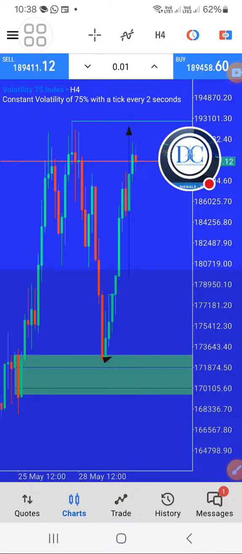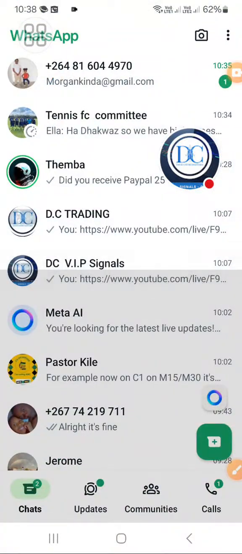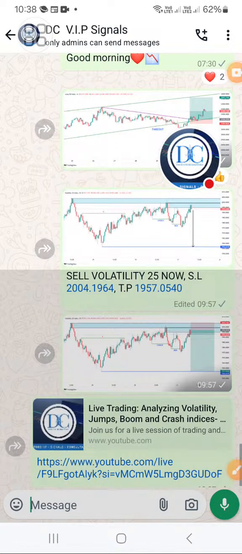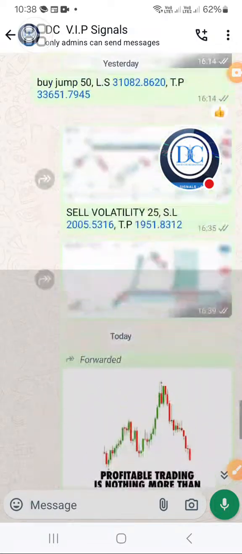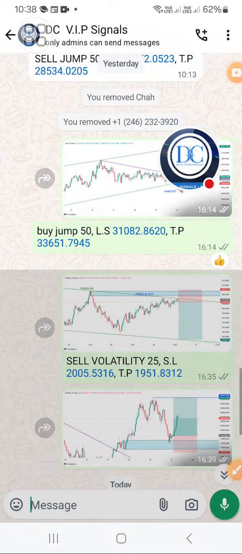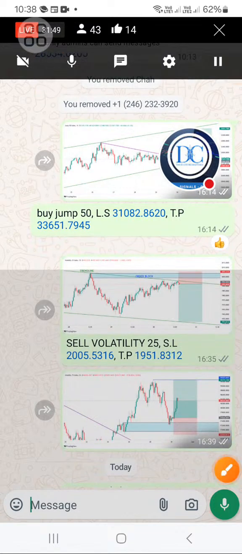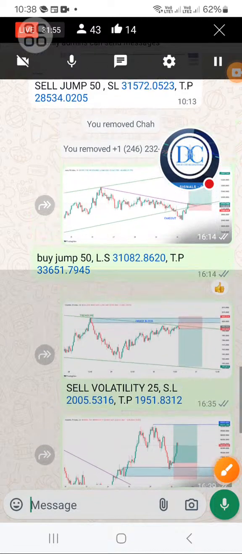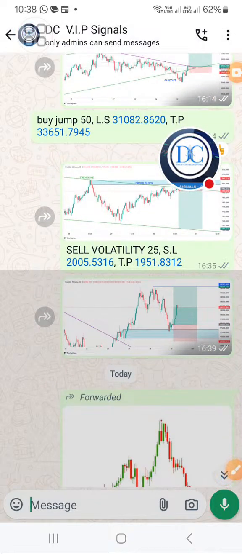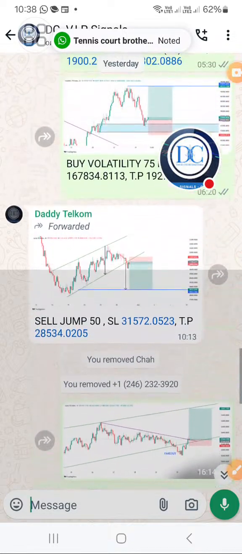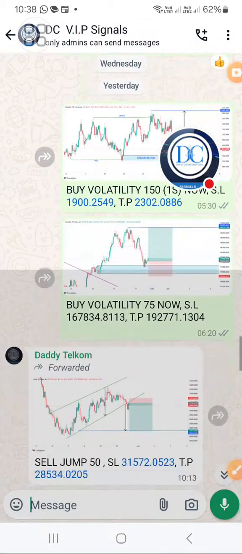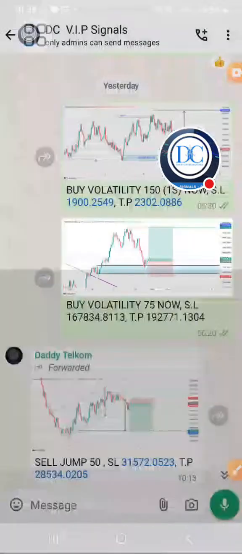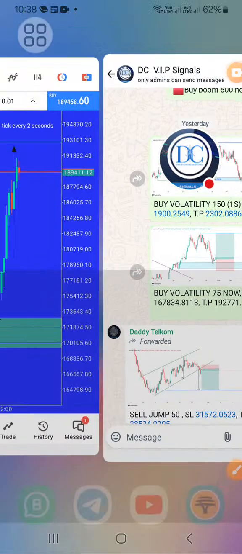I think we gave this signal in our VIP community, yesterday or a day before yesterday. When was it when we talked about VIX 75? Okay, this was the signal. These were the results. This is the signal that we gave some time back, yesterday, and we are in profit.